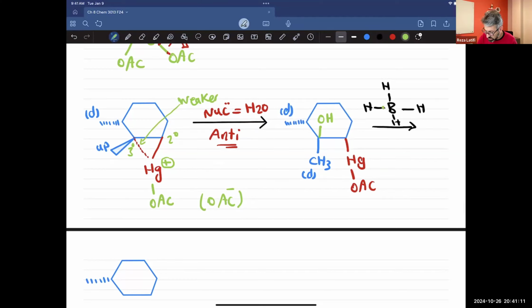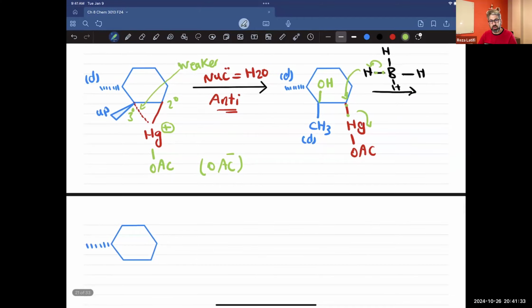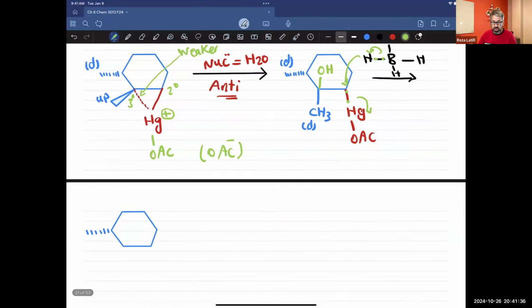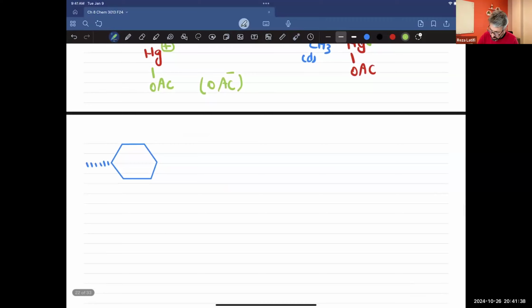One of this hydrogen will take the two electrons and it will attack this carbon. Because mercury is trying to steal the electrons, it's already creating a positive charge on carbon. So if we have a reducing agent there, or anything that has enough negative charge to keep the mercury out of the system, it will do it. And so very soon I will have H here.